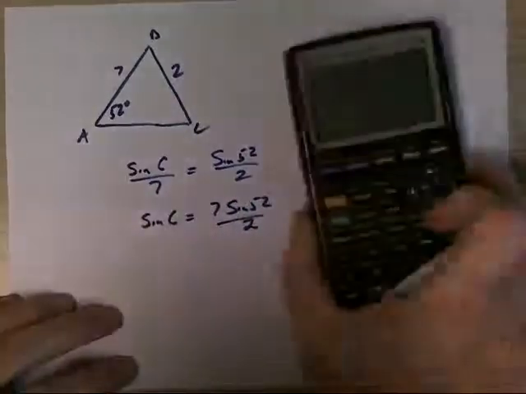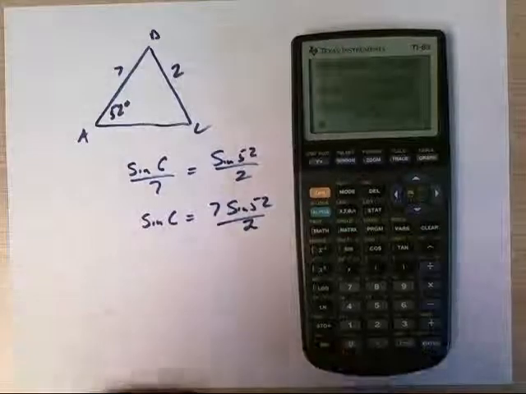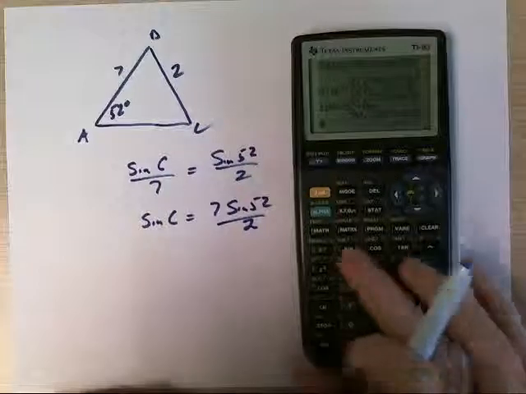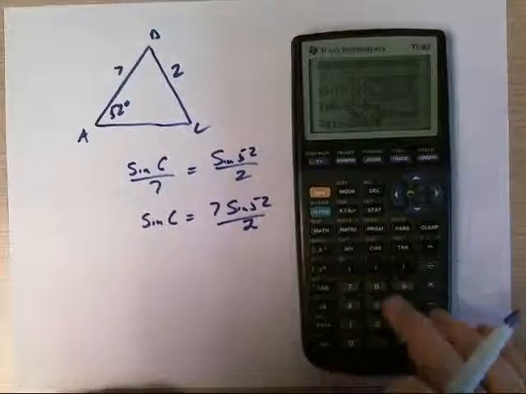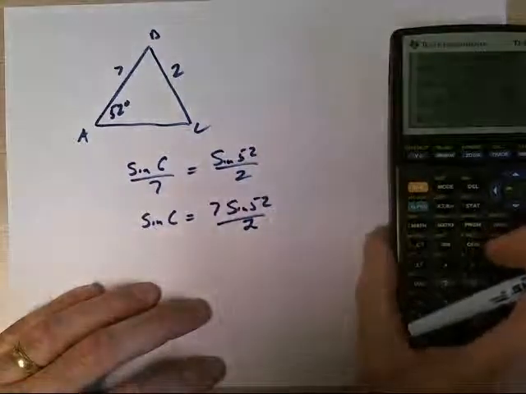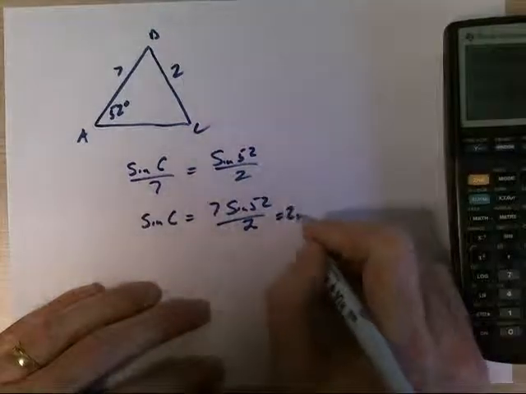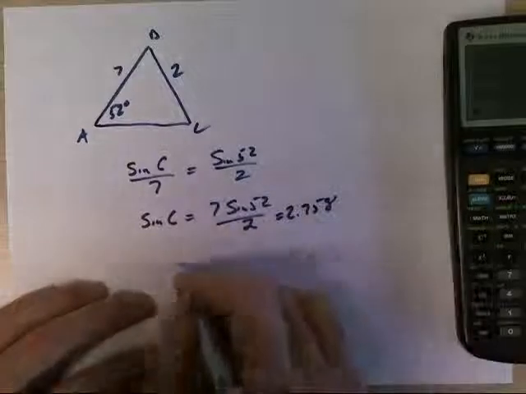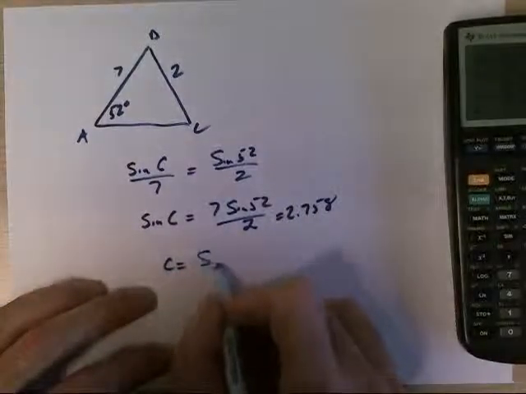And in fact, in this case, I don't think it is. If I try 7 times the sine of 52 divided by 2, it tells me 2.758. So C should be the inverse sine of that.